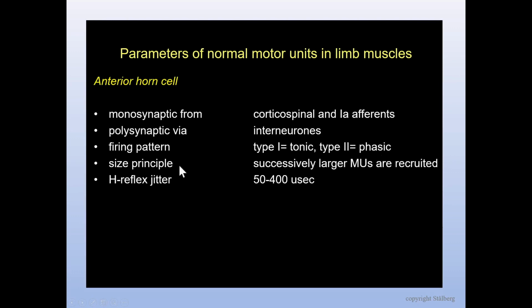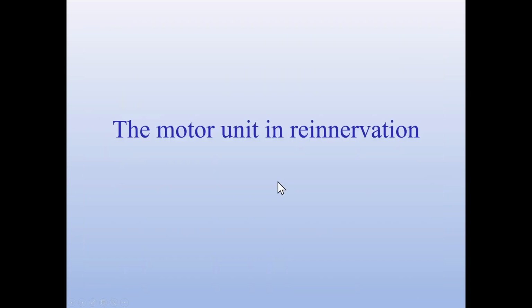Size principle means that successively larger motor units are recruited upon increasing force level. We talk about jitter in the motor end plate, which is of the order of 15-20 microseconds, but we have also a time uncertainty in the motor neuron, the H reflex jitter, which is up to 400 microseconds.